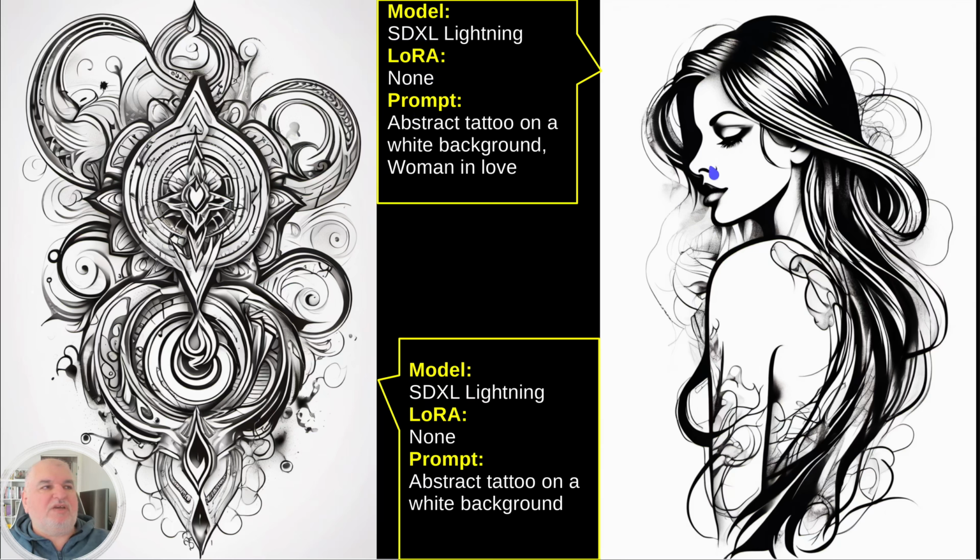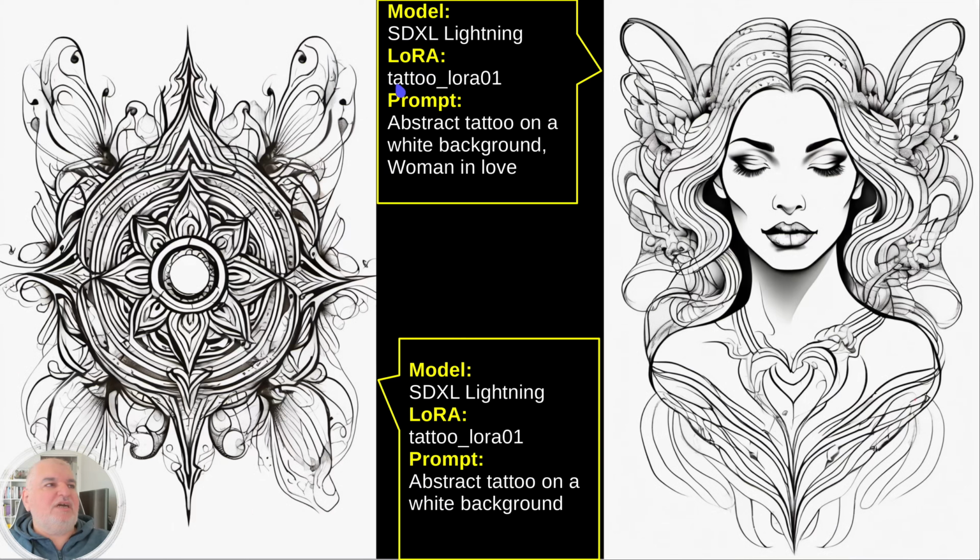The prompt on the right is abstract tattoo on a white background, woman in love. On the left, the prompt is abstract tattoo on a white background. That's it. So in the next few slides, I will change the LoRA with the same model and the same prompt for the left and for the right. So now we have a LoRA called Tattoo LoRA 01. And I'll show you all these and how to generate all these drawings at the end of the video.